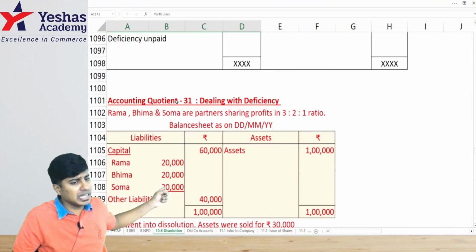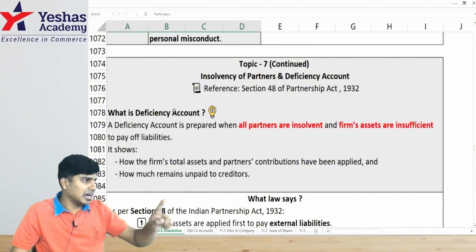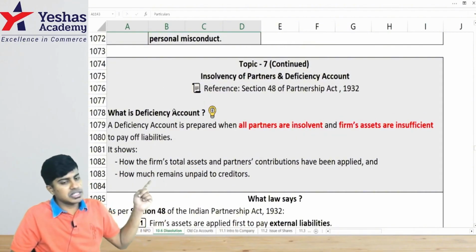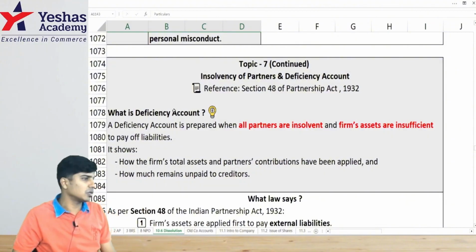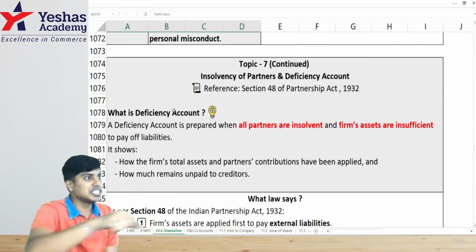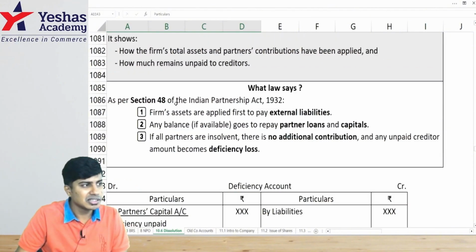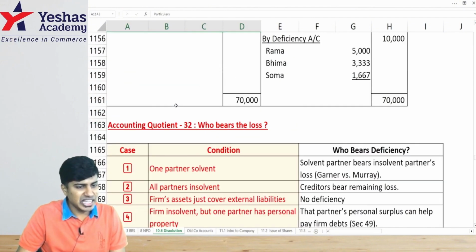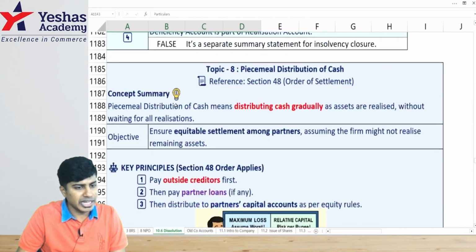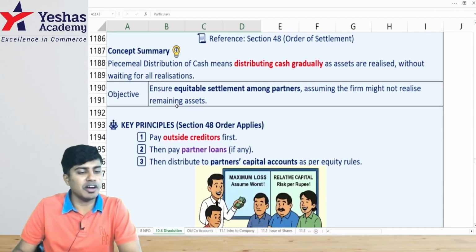So that's our topic 7, which talks about insolvency of individual partner, Garner versus Murray, insolvency of all the partners, deficiency account. If all the partners are insolvent, then the firm is insolvent. We discussed this. Then we'll go to the 8th topic, which is piecemeal distribution of cash.